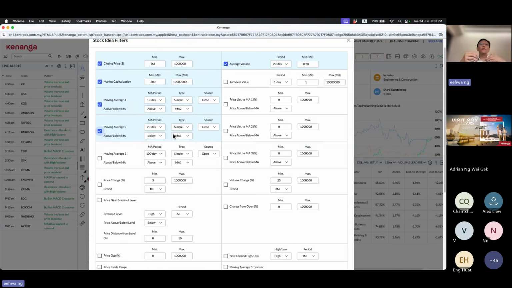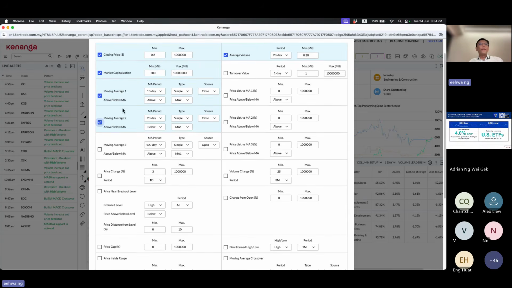This again will help you eliminate those stocks that are on a downtrend, then you don't need to even focus on them. Because money is made in the trending stock. Just imagine if you had gotten YTL Power back in October, November 2024, all the way trending up. Later I'll show you the chart. Then MA3, we don't use it for now. Okay, and we are done.